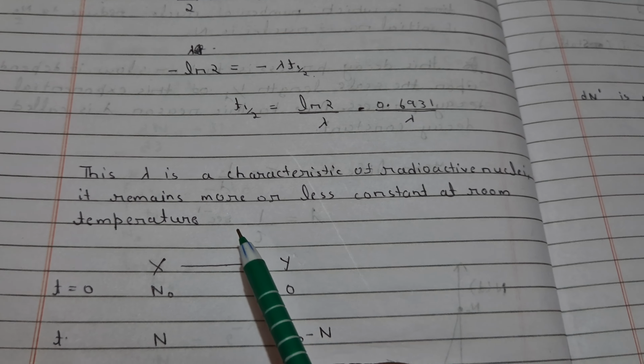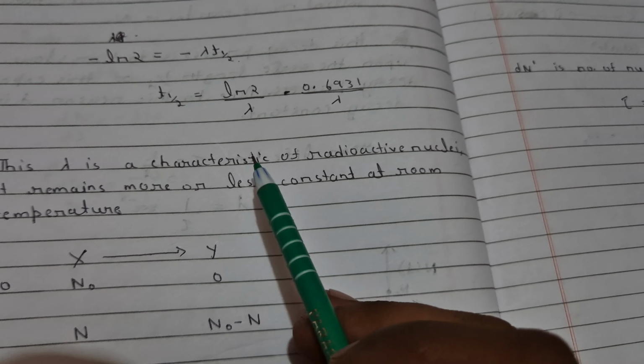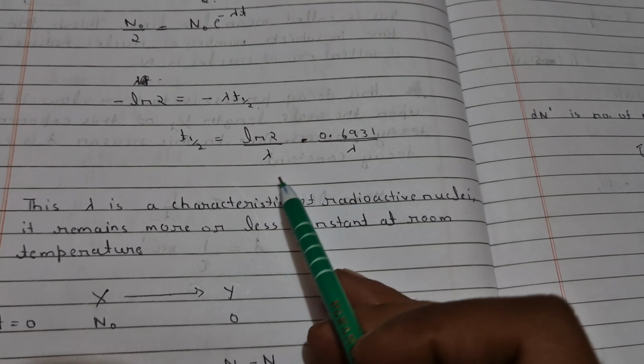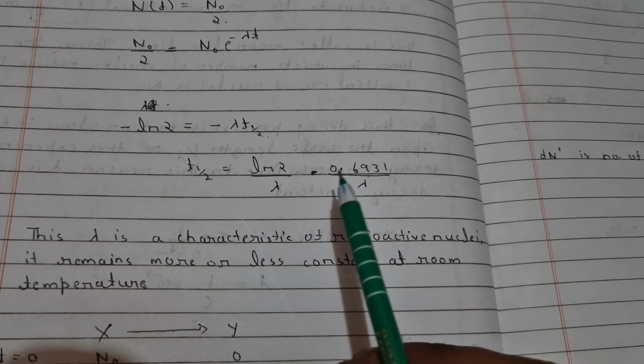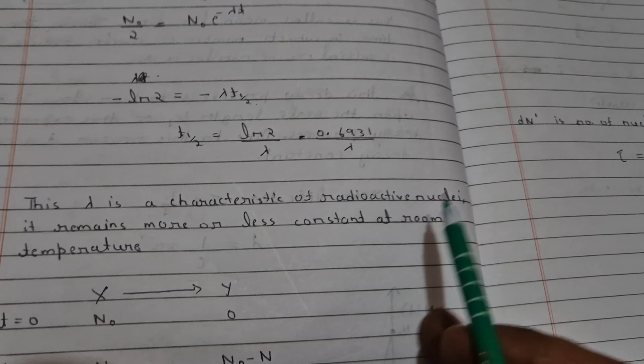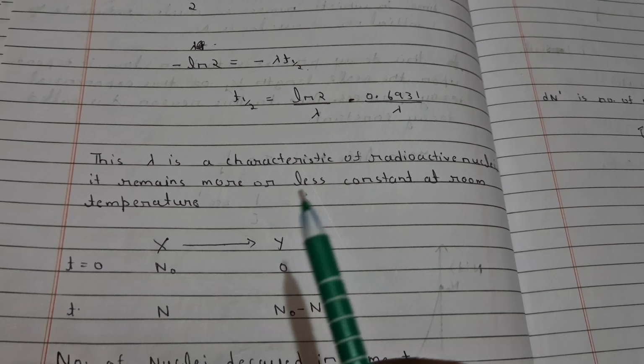Now see, we need to find the mean lifetime now. Before that, this lambda is the characteristic of radioactive nuclei. It remains more or less constant. This lambda remains constant, though it depends on temperature, but in general at room temperature we observe that it remains constant for the particular nuclei.